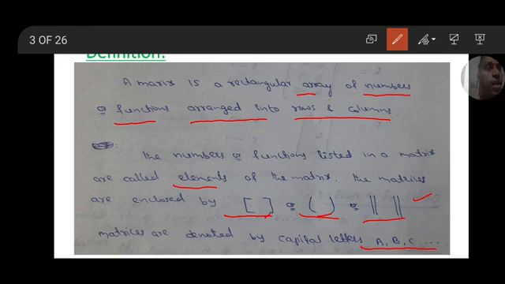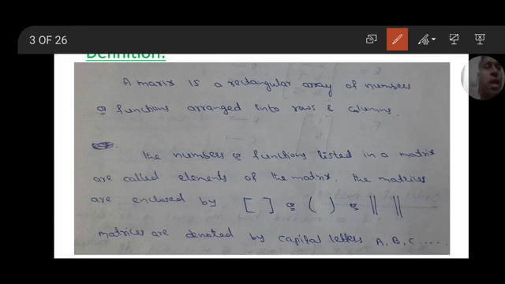Okay, this is the matrix definition. A matrix is a rectangular array. Array means it is an ordered collection of numbers. An array of numbers or functions arranged into rows and columns. The numbers arranged in rows and columns is called a matrix. The elements which are listed in the matrix are called elements of a matrix, and the matrices are enclosed by square brackets or parenthesis or double bar brackets, and matrices are denoted by capital letters A, B, C.